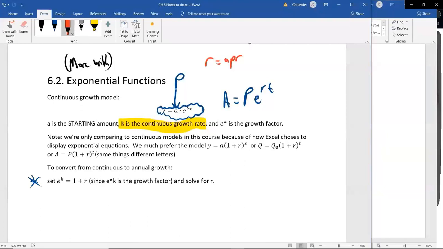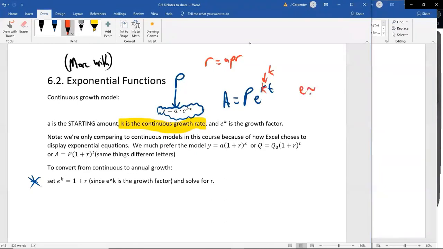So in this model, this R really should be a K if you want to use those letters the same way. But if I were going to have you plug and chug numbers in, the value of R I give you would be the K, but that's not going to be the case for us. So don't let that confuse you. E to the K is a growth factor.